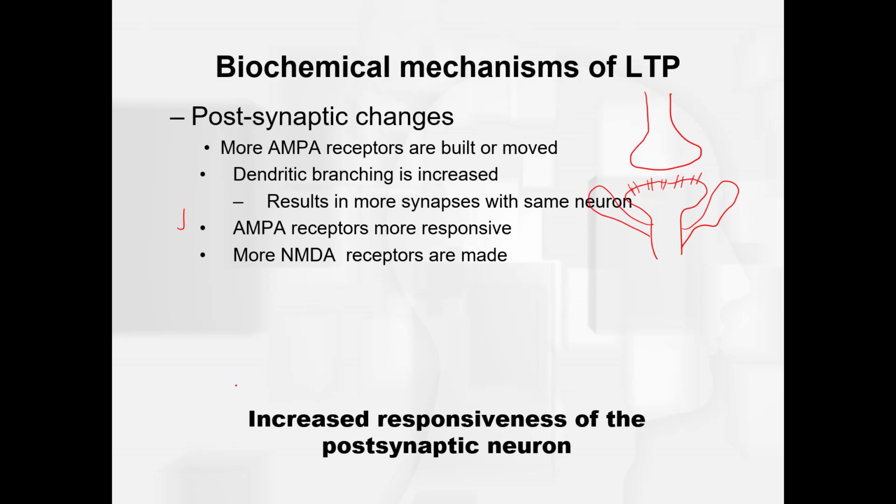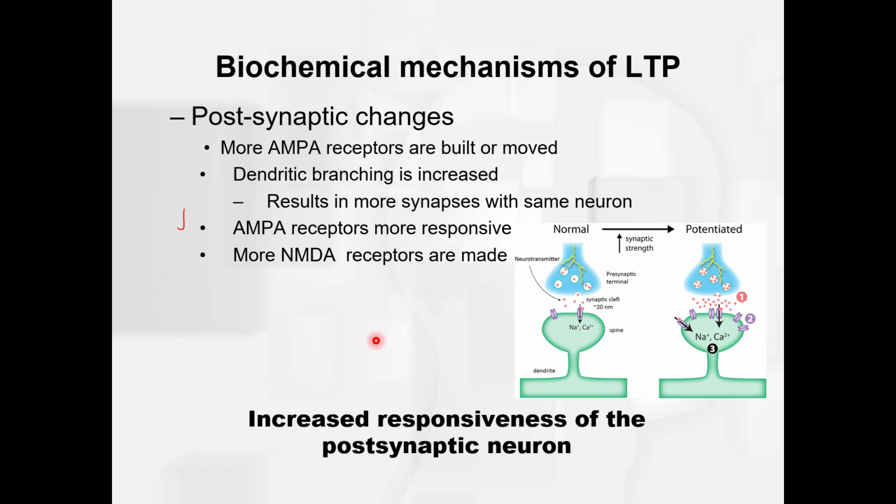So overall, we have increased responsiveness of the postsynaptic neuron. So this is that diagram from earlier showing you this is our normal response. We have stimulation. Once there's enough stimulation, sodium and calcium will enter. Well, after that happens and calcium activates CAM kinase 2, now we have more receptors, more AMPA and NMDA receptors inserted in the membrane. That allows this postsynaptic cell to have increased responsiveness.